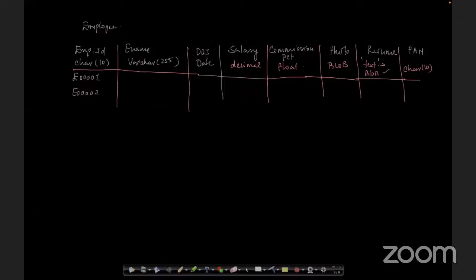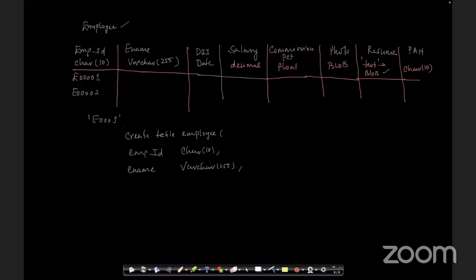Now the next thing that we want to look at is a special data type. Where do I have to type this data? I'm not sure I get your question, but if you're creating a table called employee, the command would be create table employee, and then you will specify emp ID of type character of 10. Ename will be of type varchar of 255, and so on. When you're inserting values, you will insert into emp ID values E0001 because it's of type character. Name will also go in quotes.